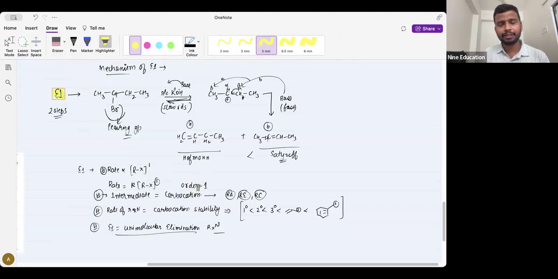So we are done with SN1, SN2, SNi. Then we have done elimination E2. Then we have done Hofmann elimination. Then we have done E1 elimination.